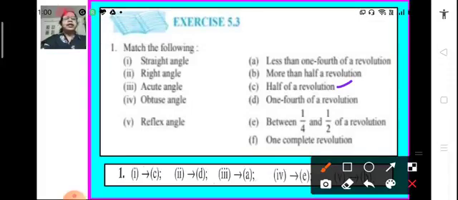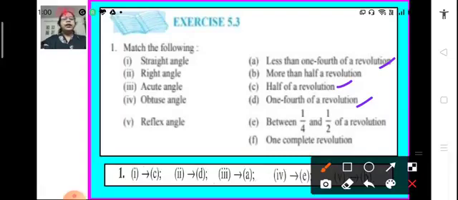Second one, right angle. Right angle means what? It is 1/4 of a revolution. 4 right angles make a revolution. So, right angle means 1/4 of a revolution. Then third one, acute angle. Acute angle means less than 90 degrees. That means less than 1/4 of a revolution. 1/4 of a revolution is 90 degrees. So, less than 90 degrees is an acute angle.